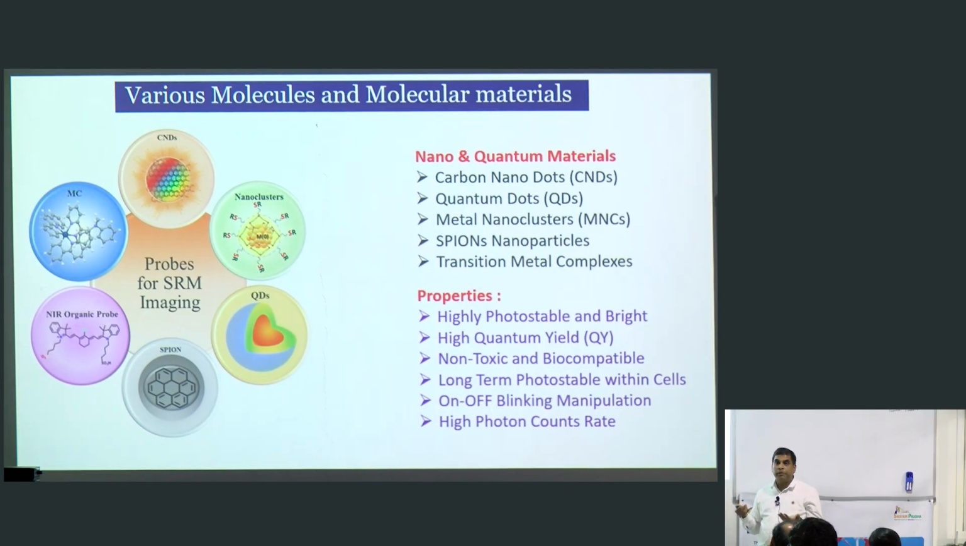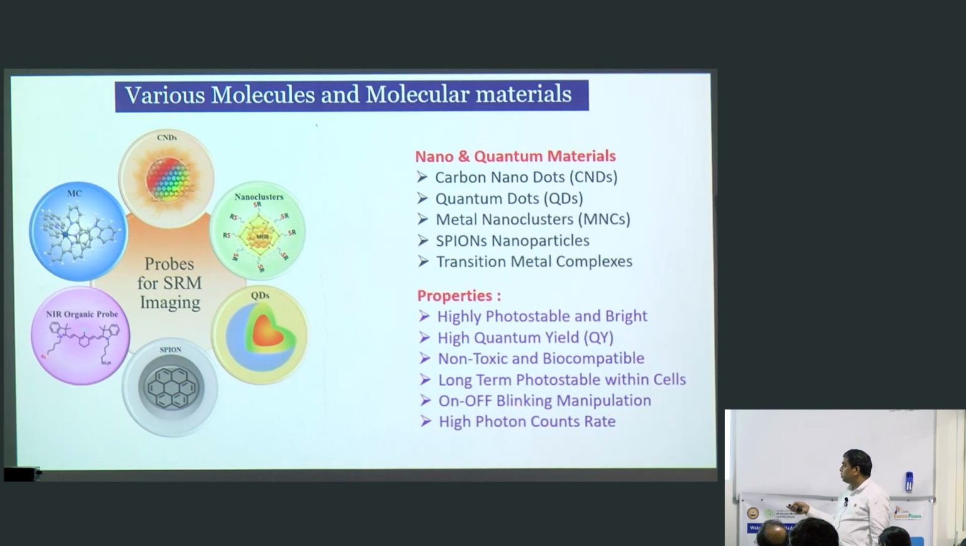So in that case, you can have materials which have a high quantum yield and are non-toxic and biocompatible in nature. And that's where the molecular materials or these quantum dots or other materials come into the picture, which give you a lot of advantages, with the disadvantage of this blinking, although I can say that these kinds of materials are highly photostable and bright, with high quantum yield, non-toxic and biocompatible, and long-term photostable within cells. You can capture even 12, 13, 14 days. I will show you some of the images as well.